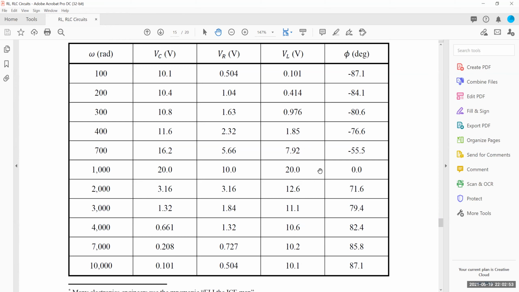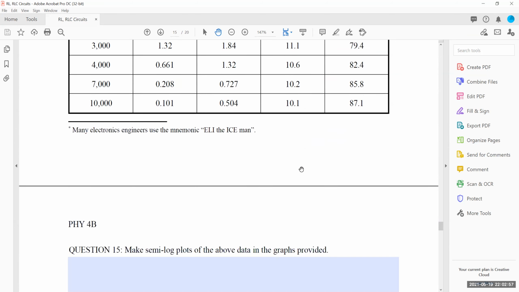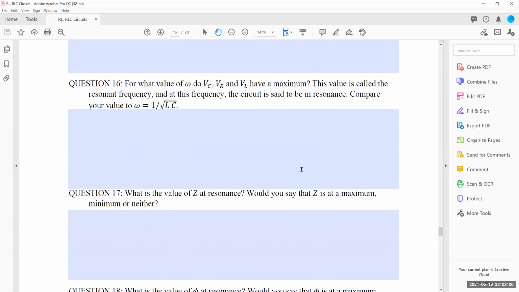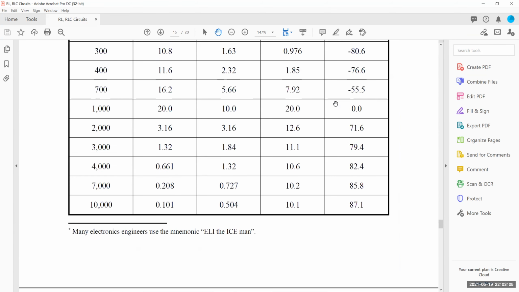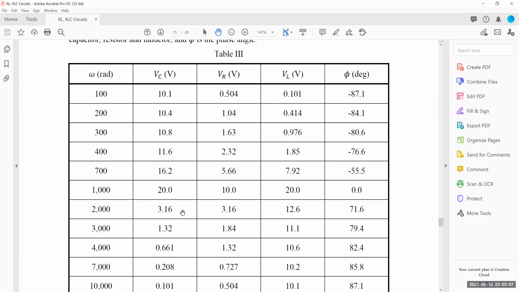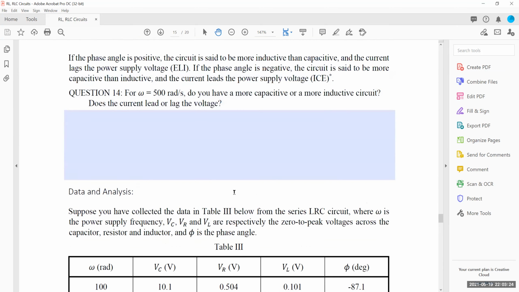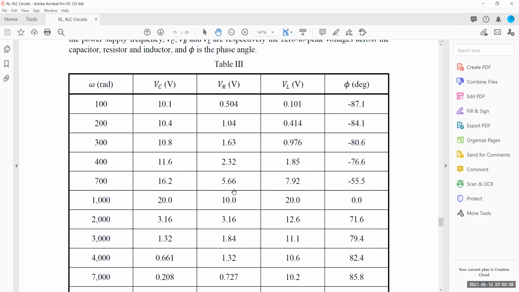Phi is 0 at resonance. So this is actually the resonance value. So you can answer what is the value of Z at resonance. The value of Z at resonance should be just the value of R, whatever R is, because these two actually cancel. VC and VL cancel, because 20 minus 20 is 0. So at the end, you'll be left with just this 10 volts, or R, which is in this case whatever resistance that you have in the circuit, okay?